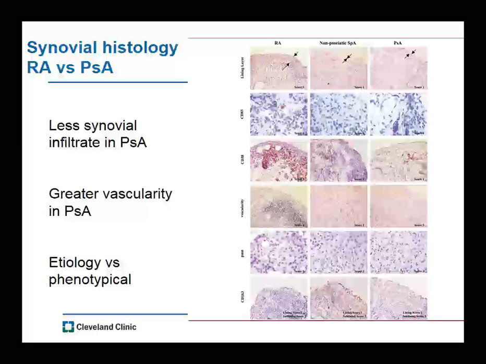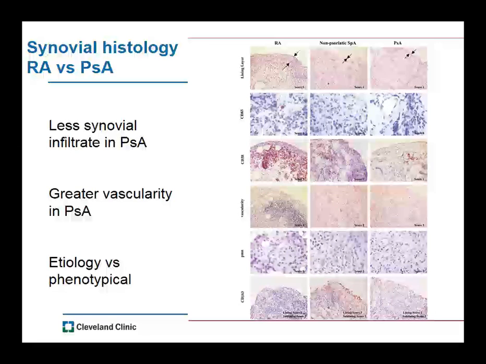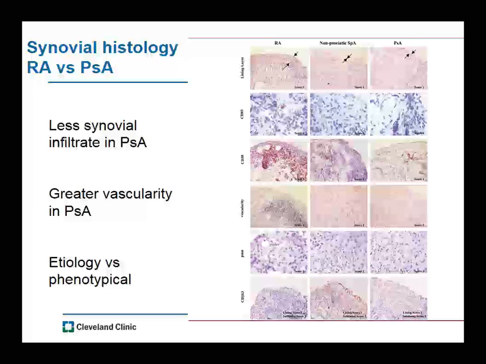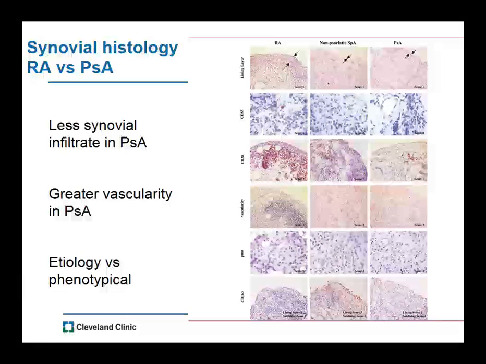This is an interesting study from 2005 that looked at RA versus non-psoriatic ankylosing versus psoriatic arthritis. I know it's kind of hard to see in the back of the room, but I'll just point to you on this very first slide where the arrows are. The main point of the slide is to show you that there's actually less synovial infiltrate in patients with psoriatic arthritis compared to rheumatoid arthritis. So you see the thickness of RA versus the thickness of PsA.